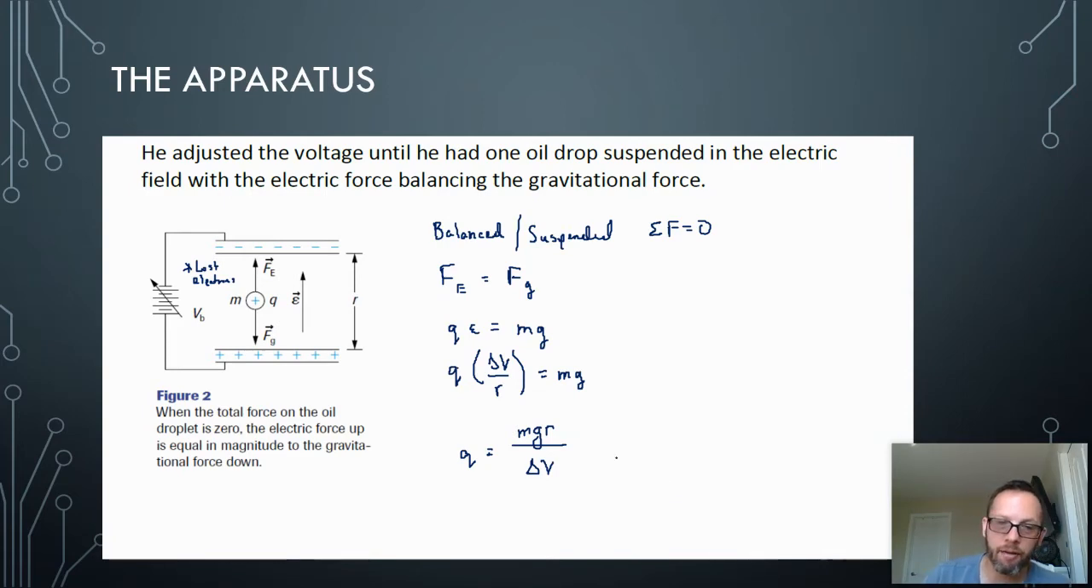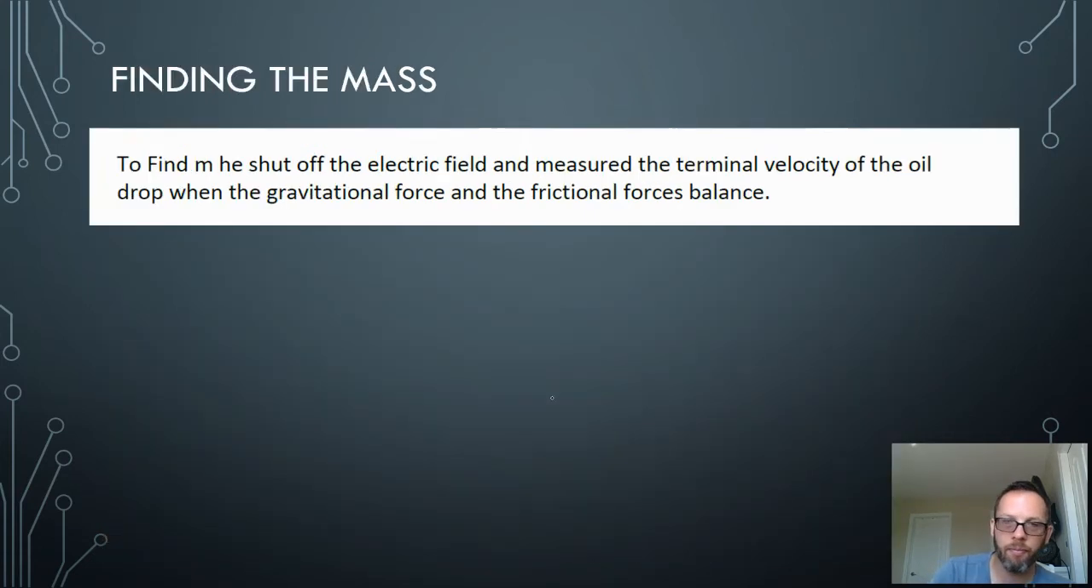And so the idea is, if you knew all of this stuff, G is just acceleration due to gravity. R is the plate separation, easy to measure. Delta V is easy to measure. Then we could find the charge on the droplet. The difficult part was, how do you find the mass? So we won't actually go through the math behind it.